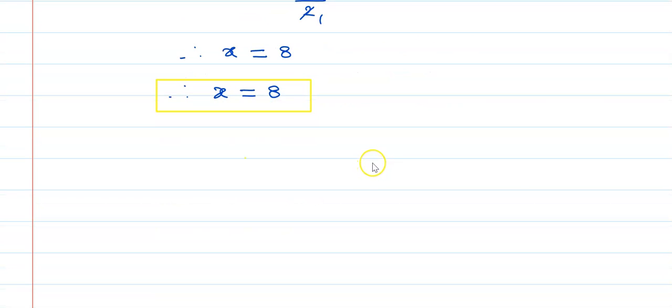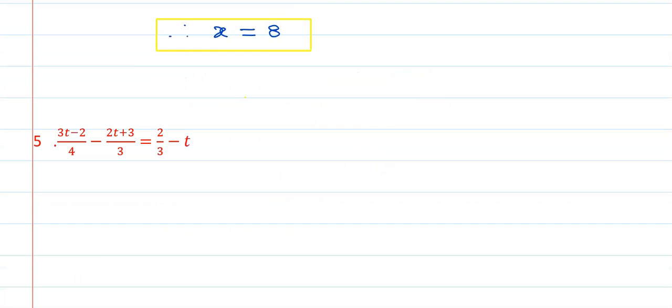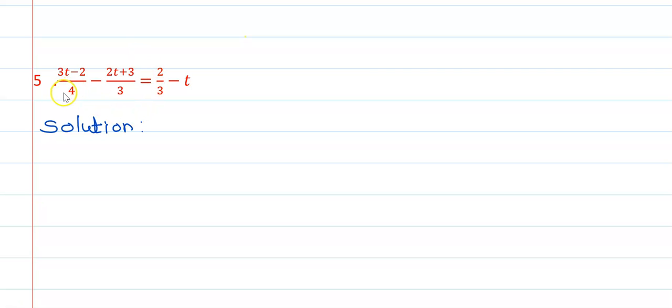Now see the next example. Example number 5: 3t minus 2 upon 4 minus 2t plus 3 upon 3 equal to 2 upon 3 minus t. See this here.